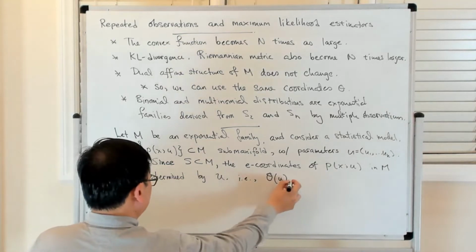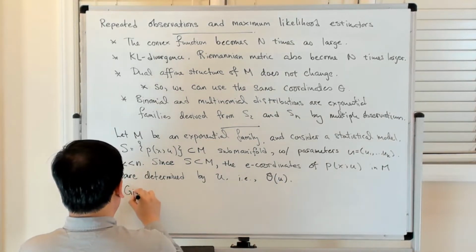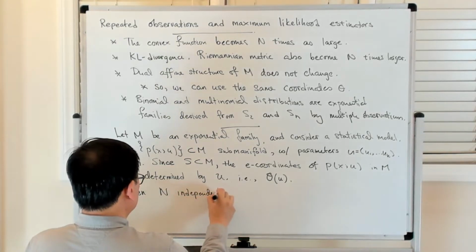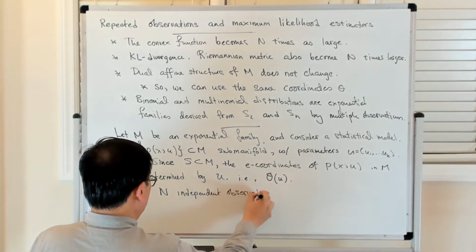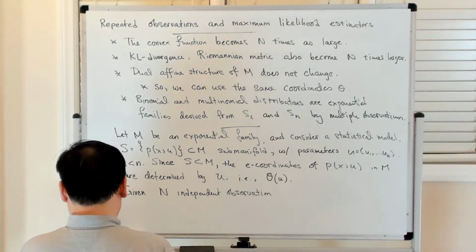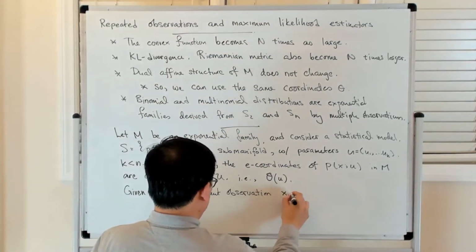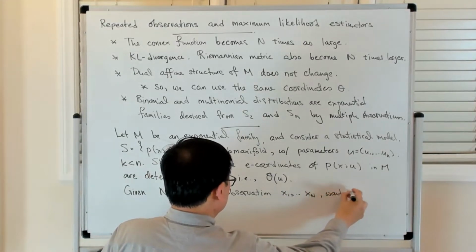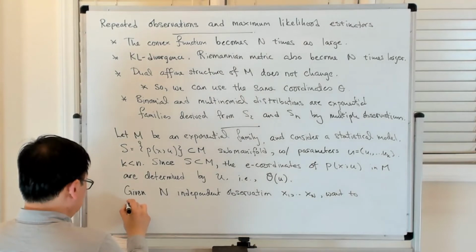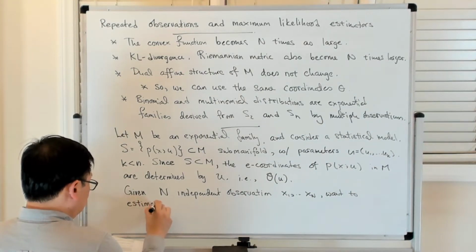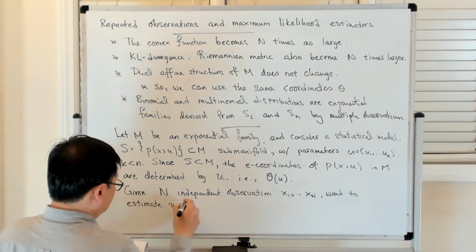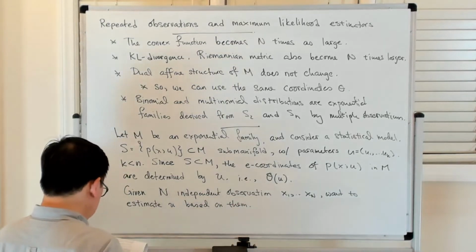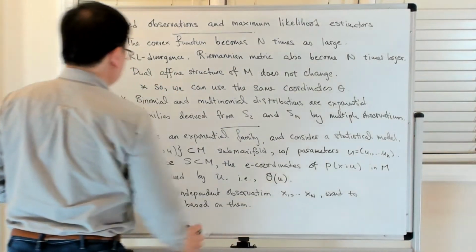Okay, so let's say that I'm given n independent observations, x1 to xn. I would like to estimate u based on them. Okay, so let's see how you go about doing this.